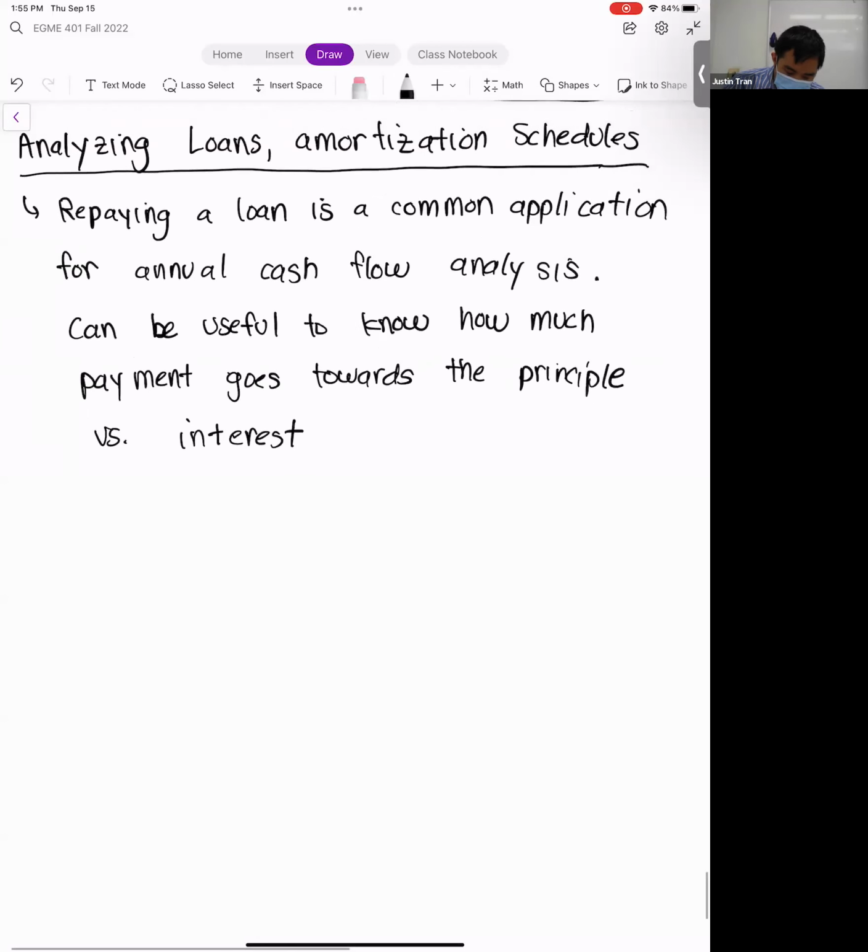Because the way it works is that, say you borrow some money, and so you get a large amount of money, P, okay? And then part of the arrangement with your lender is that you agree to pay a fixed amount of money each month or each year to repay that loan. And so we'll call that amount A.